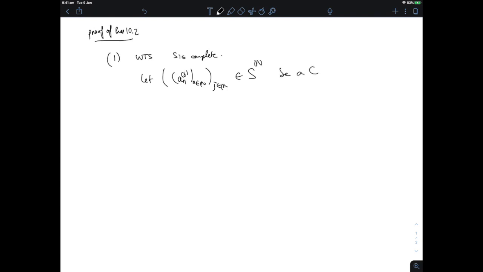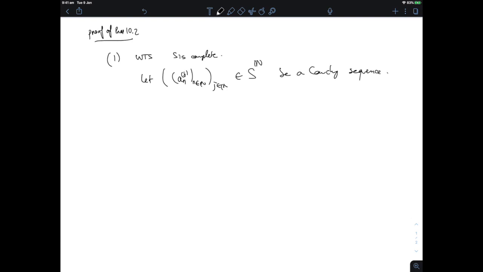Okay, let us prove proposition 10.2. Now the first thing we have to prove is that the space S is a Banach space. Now proving that we have a norm and that this forms a vector space is easy, so I'm just going to show that S is complete for the norm that we've defined. So let's pick a Cauchy sequence in S, and I have to construct a limit for that.